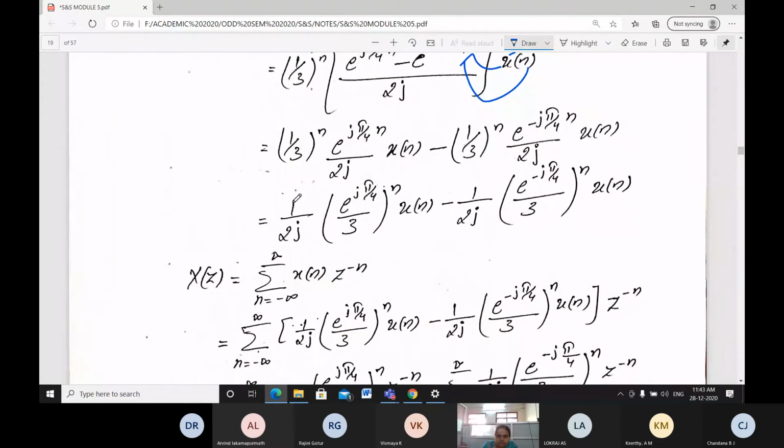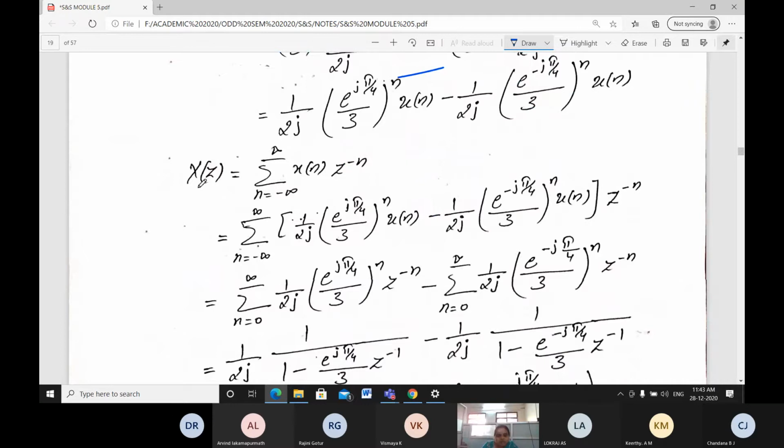Then this 1 by 2j is taken outside. Here 1 by 3 power n is there, and this whole power is written here. Therefore, e raised to j pi by 4 divided by 3 whole power n u of n, minus 1 divided by 2j e power minus j pi by 4 divided by 3 the whole power n u of n. Then I am using my Z transform equation.